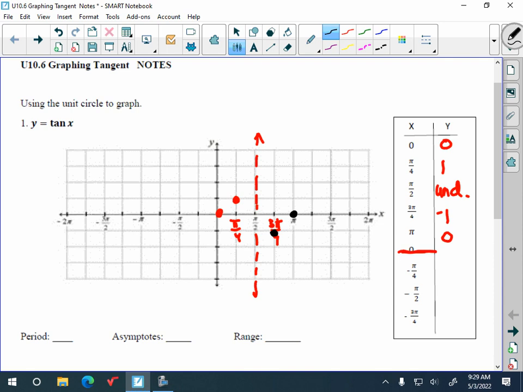All right, let's put a couple more values in here so we can see. At negative pi over 4, that's the same as positive pi over 4, but the signs are different. So that's going to be negative 1. At negative pi over 2, that's the same as positive pi over 2. That's undefined. Negative 3 pi over 4 is the same as positive 3 pi over 4, except the signs are different.